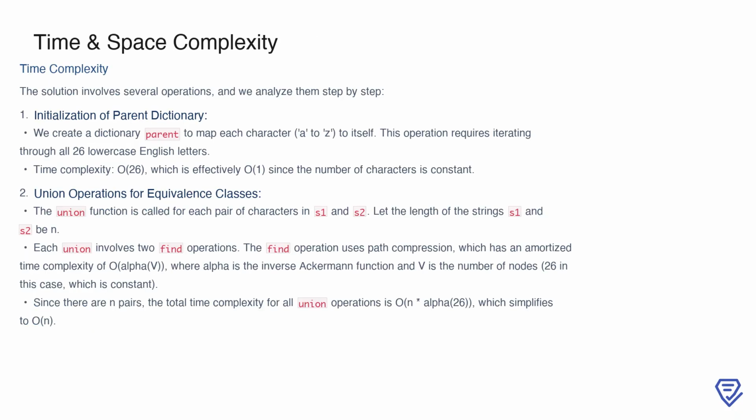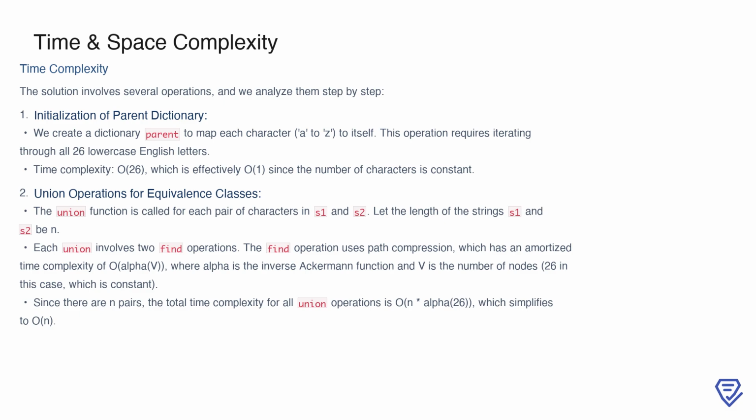To analyze the time complexity of this solution, we begin with the initialization of the parent dictionary. Here, we map each character from A to Z to itself. Since there are only 26 lowercase English letters, this step requires iterating through all of them and is completed in O(26) time, which simplifies to O(1), because the number of characters is constant.